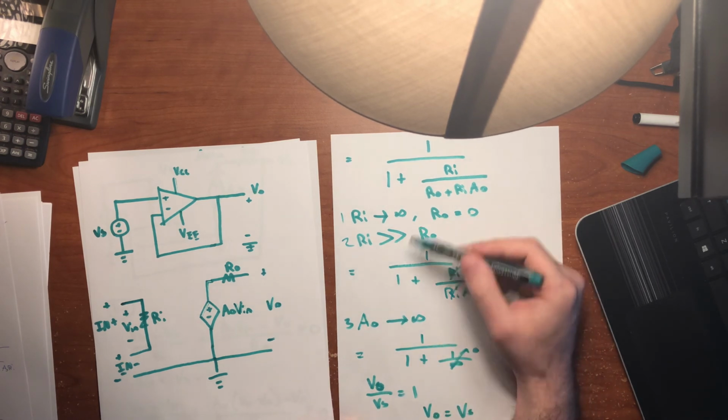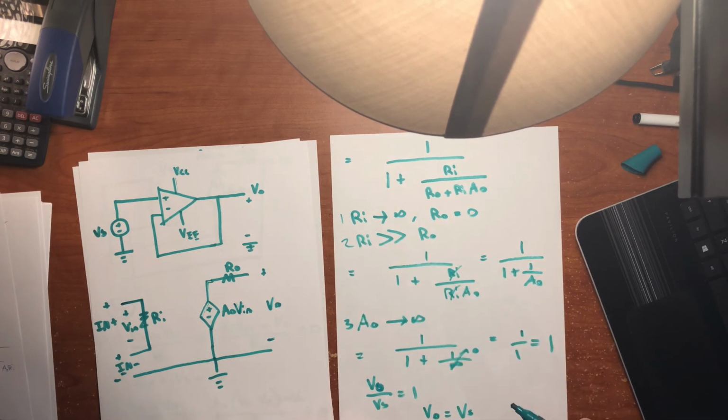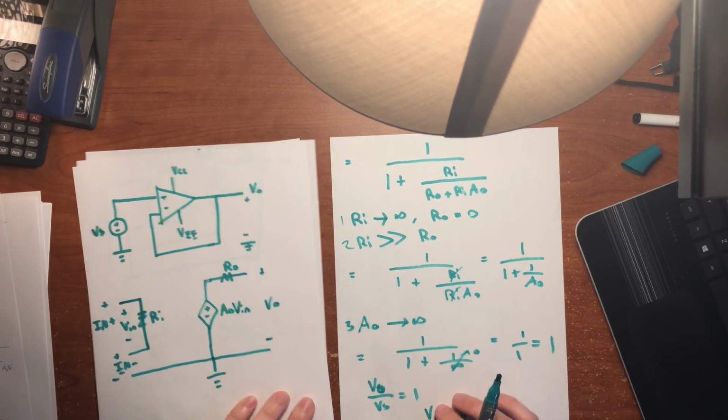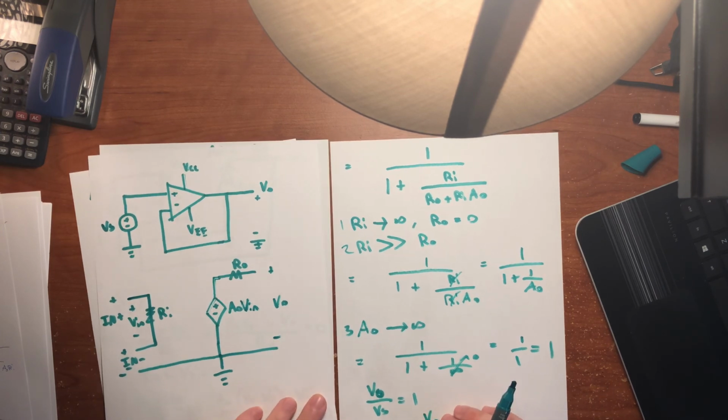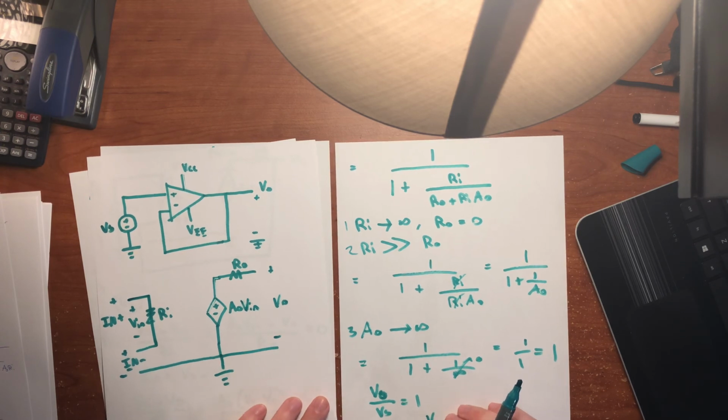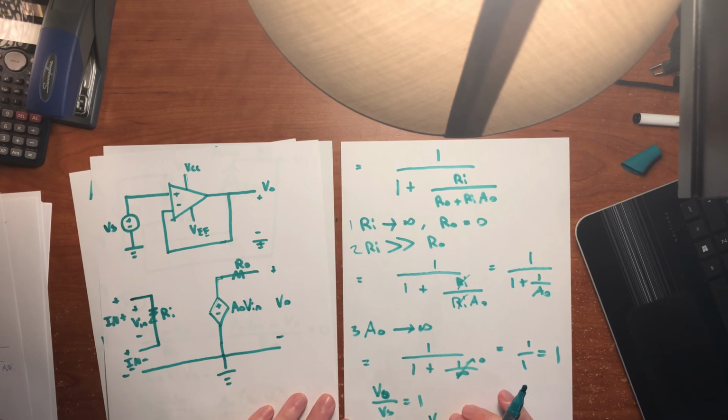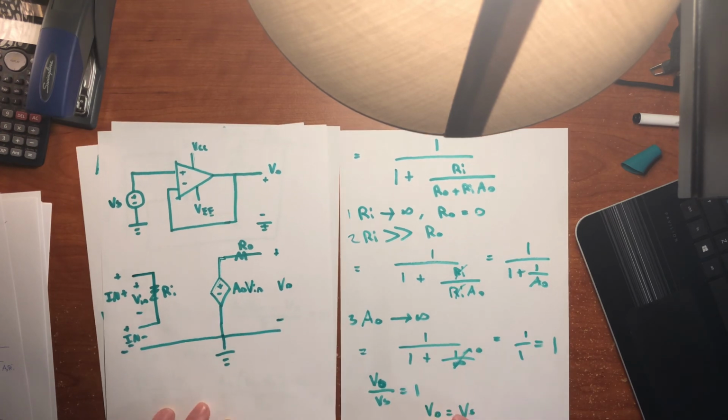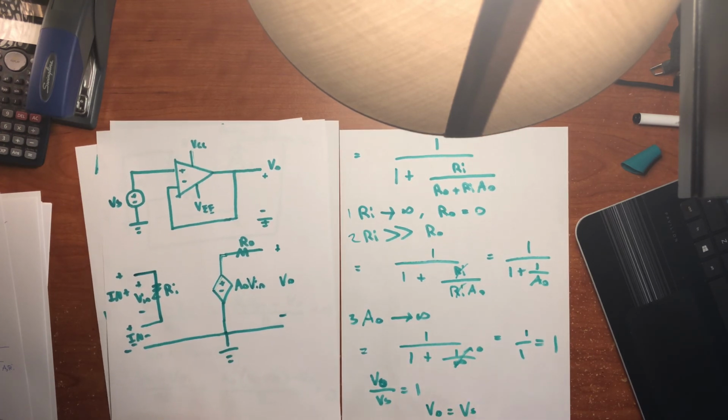These conditions, 1, 2, and 3, where Ri is going to infinity, R naught equals 0, where Ri is significantly greater than R naught, and A naught, which is the gain of the op amp, goes to infinity. These are conditions that will reflect an ideal op amp circuit. We'll look more into that in the next problem.